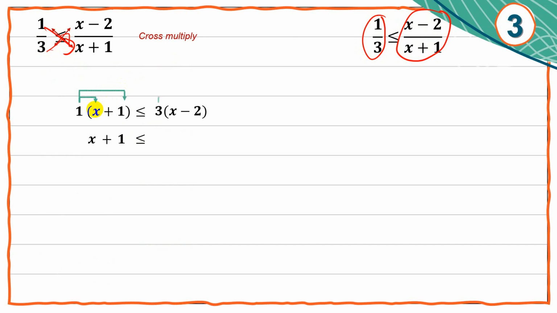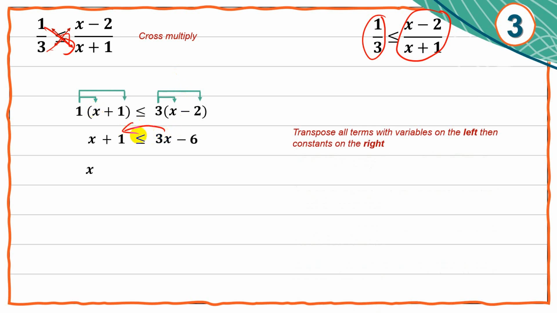Is less than or equal to 3 times x is 3x, and then 3 times negative 2 is negative 6. Then transpose to the left all the terms with the variable and all the constants or numbers to the right. Okay? So x and then opposite of 3x is just simply negative 3x is less than or equal to, bring down negative 6, we did not do anything with it. And then positive 1 will become negative 1.